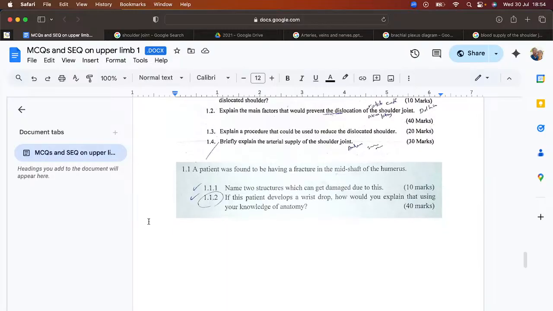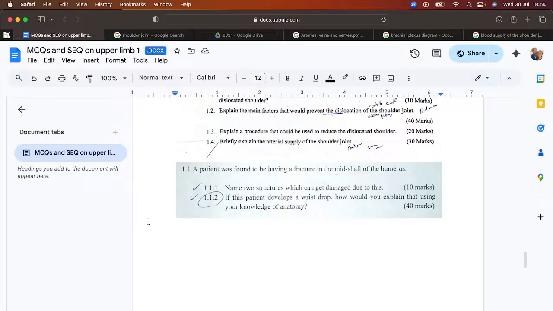Okay, then moving on to the next question. A patient was found to be having a fracture in the midshaft of the humerus. Right, so right away, as soon as you hear that midshaft of the humerus, the only thing that I'm starting to think about right now is the radial nerve and the deep brachial artery. Okay, they are running through the radial groove. So the first question is, name 2 structures which can get damaged due to this.